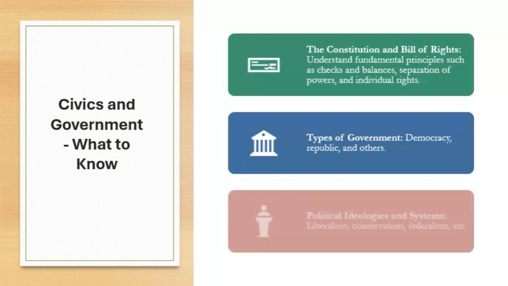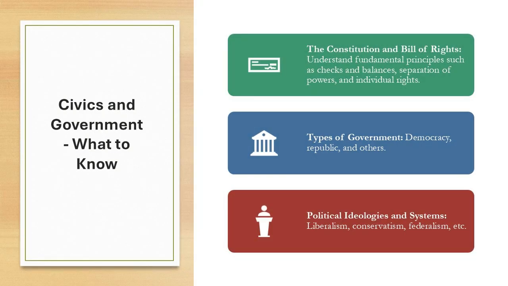3. Political ideologies and systems. These are the beliefs about how government should be organized and how power should be distributed. For example, liberalism focuses on social progress and government intervention to promote equality. Conservatism emphasizes tradition and limited government intervention. Federalism is the division of power between the national government and state governments.